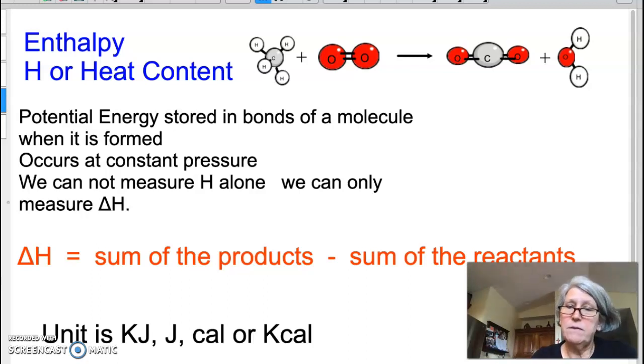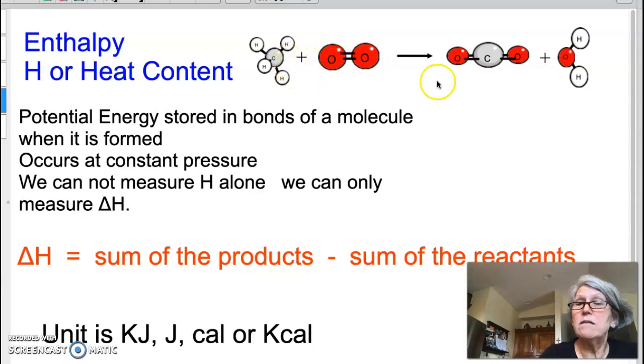Right, Honors Chem students, this is part 2 of today's learning on how we calculate enthalpy, or what we call heat content. First of all, you'll notice here that I've got a picture of a methane molecule and an oxygen molecule, and when they react, they will make CO2 plus water. This isn't a balanced chemical equation by any means, but I wanted to show you the structure.